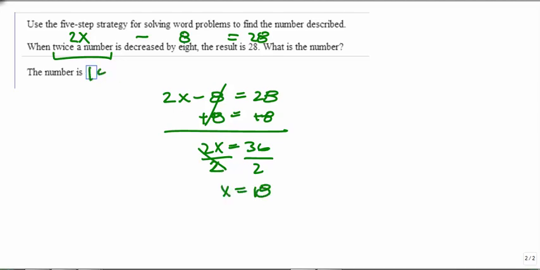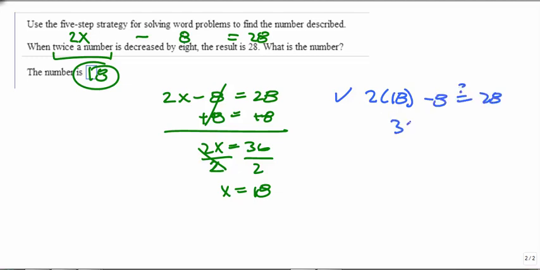So I think our number is 18, but let's go ahead and check this. Twice a number would be 2 times 18, decreased by 8, and does this equal 28? 18 times 2 is 36. And again, I'm not sure if this is true. We're checking it. 36 minus 8 is 28, so 28 does equal 28, so this checks. So if you have the opportunity to plug your numbers back in to check your answers, you should always do that.